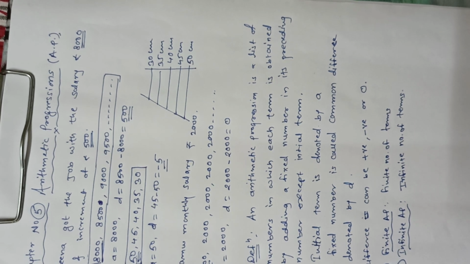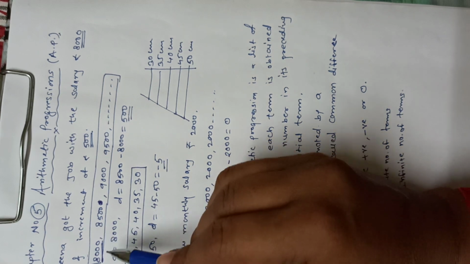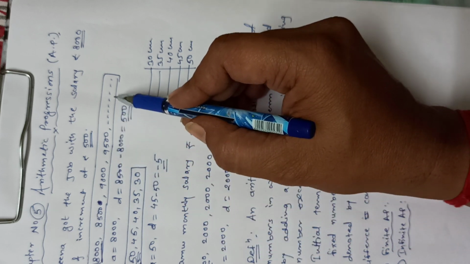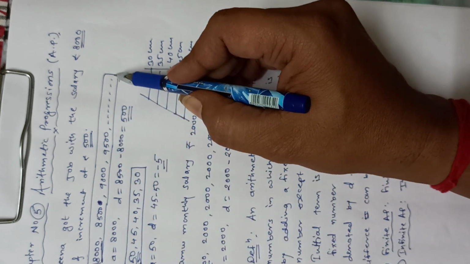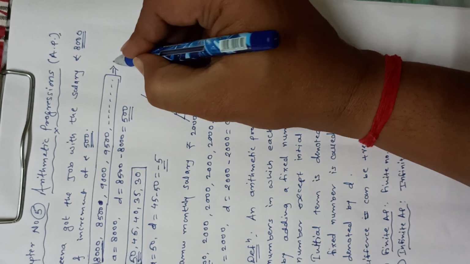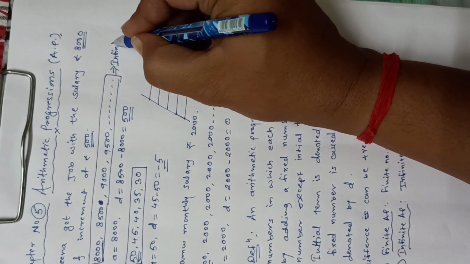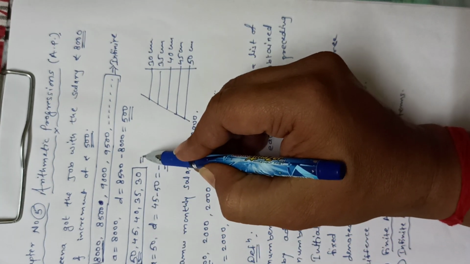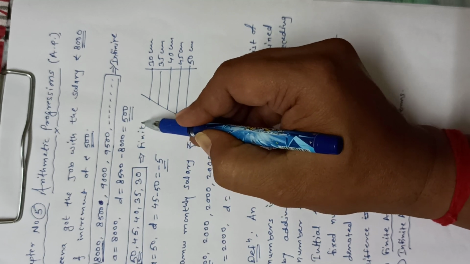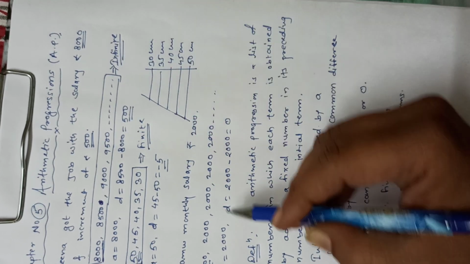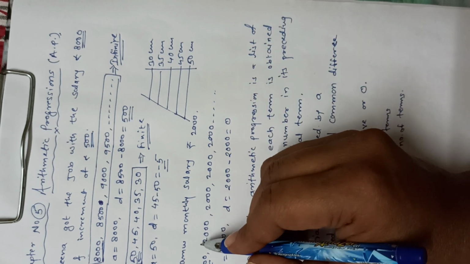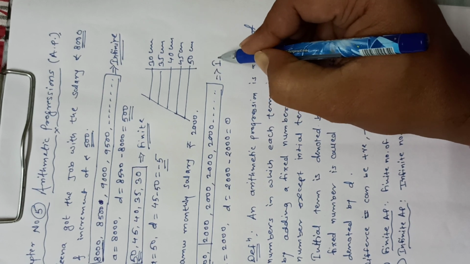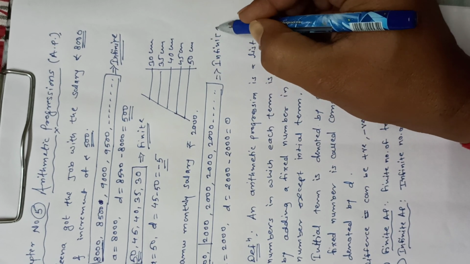So in the above examples, the first one contains the terms 8000, 8500, 9000, 9500 and so on. So it has an infinite number of terms, so this AP is called an infinite AP. The second one is 50, 45, 40, 35, 30. So this AP is called a finite AP. The third one is also an AP, so this AP is called an infinite AP.